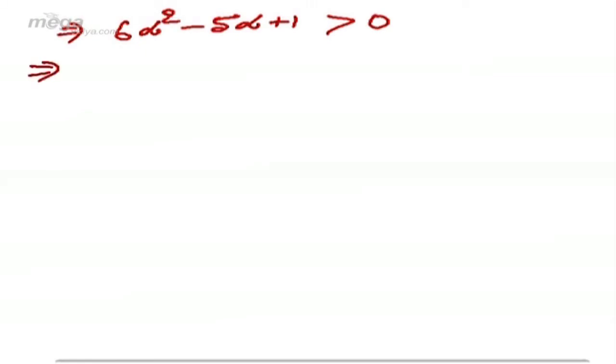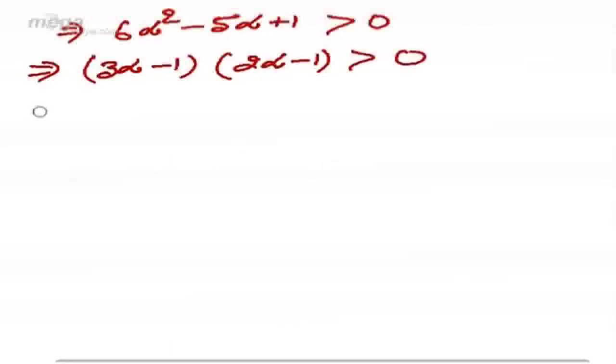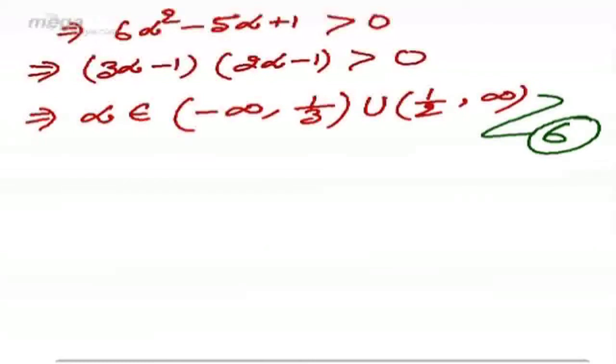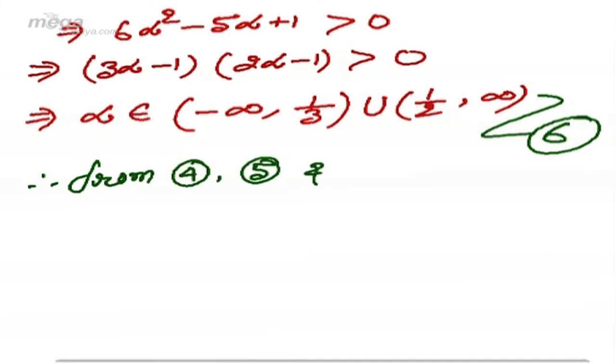And now we will factorize. So from here, you will get (3 alpha minus 1) into (2 alpha minus 1) is greater than 0. Alpha belongs to minus infinity to 1 by 3 union 1 by 2 to infinity. Now we will consider this as equation number 6. Because in all of these three cases the alpha should satisfy, it means we will find the intersection, the common value for alpha from equations number 4, 5 and 6.